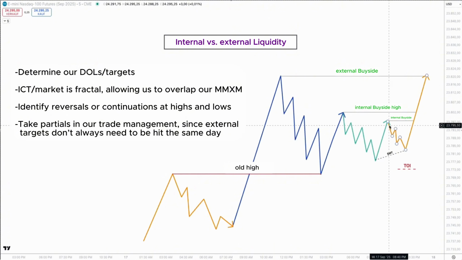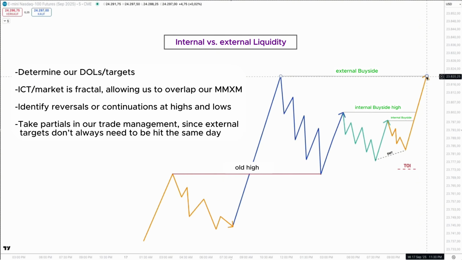We would get, after that, we wait for our time of interest, watch for manipulation there again, have an even smaller target, and now overlap this market maker model with this one and even this one. That way we have 3 highs that we can target. And from there, we can then take our trade to the first high with TP1, the second high with TP2, and up to our external high with TP3.